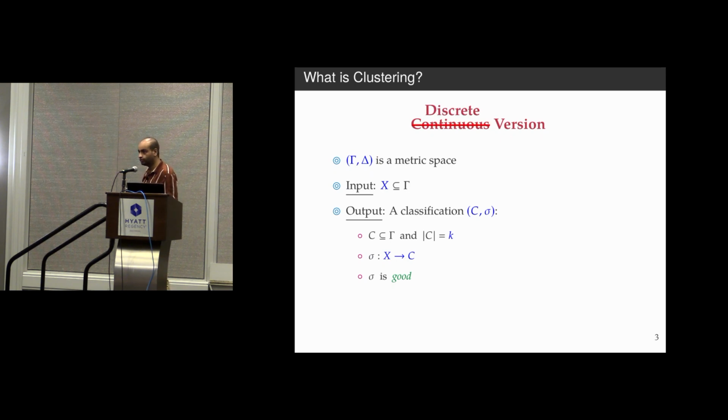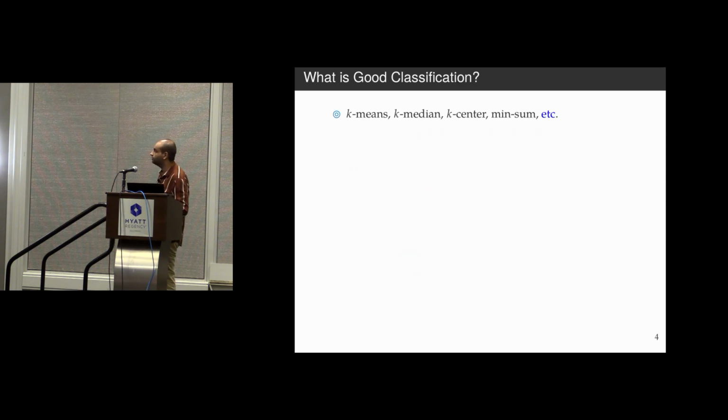But there's also a discrete version in which you're not allowed to pick your centers from anywhere in gamma, but from a subset which is given as part of the input. Because you have some intuition, like, these are the candidate centers I want to pick from, and you want to pick k of them from there. Okay, so these are the two variants of clustering. And now I want to define what good means. So really, this is a modeling question. It's where clustering is applied, that's where it comes from.